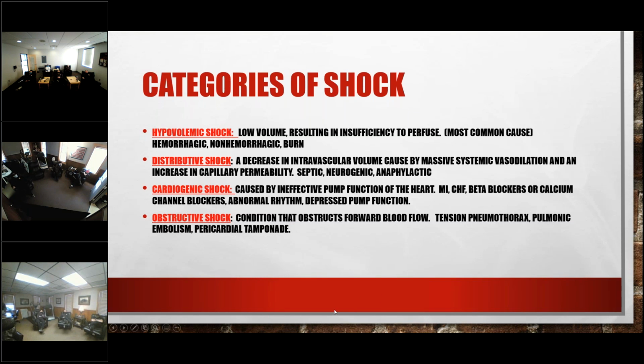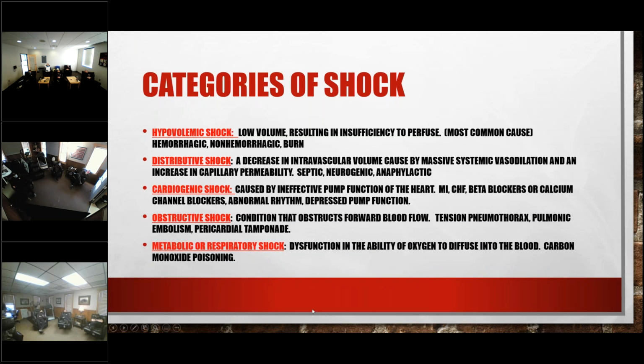So obstructive shock, we may have proper pump volume, we may have proper pump function, and then we may have proper vessel tone, but something's going to interfere with those three things actually working together. So we could see this with a tension pneumothorax, where we have that pressure buildup so much that it actually collapses and pushes everything over to one side. We could see it with a pericardial tamponade with that fluid buildup around the heart, and also our embolisms.